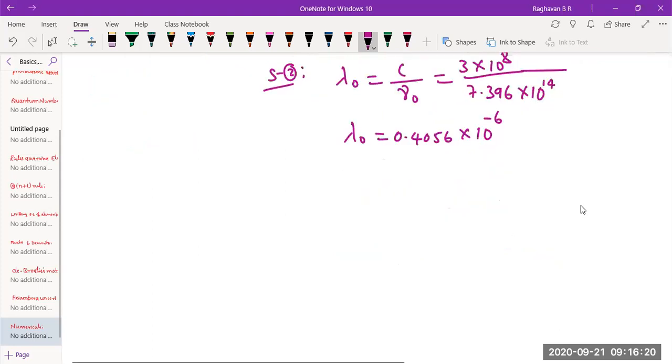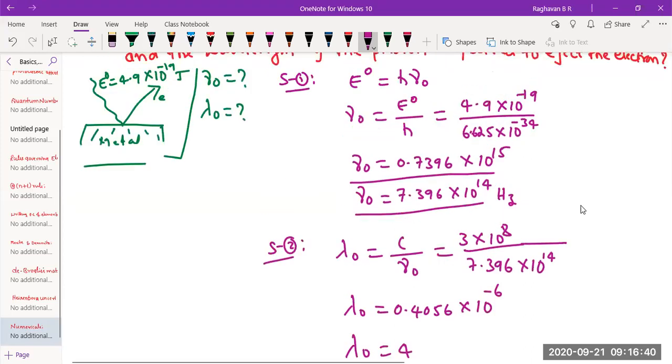Tell me, sir, is the formula for wavelength and the threshold frequency different now, sir? It should be, because normally we take C is equal to nu by wavelength. No, nu lambda. C is equal to nu lambda. So lambda is equal to C by nu naught. That's all.